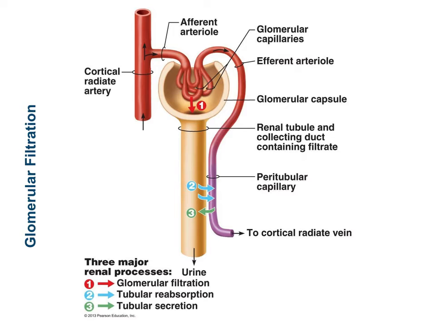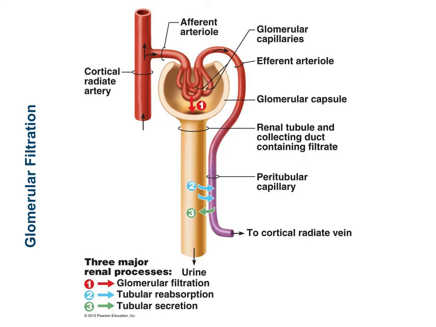And then you can see how the cleaned blood will exit out of the efferent arteriole, and this blood will travel then through the peritubular capillaries and go on to the cortical radiate veins, or what is also known as the interlobular veins. The filtrate from number 1 will then pass down into number 2 and 3, which is part of our proximal convoluted tubule.